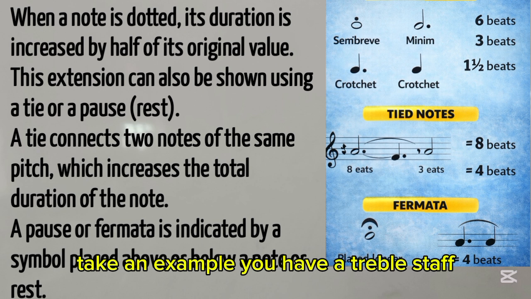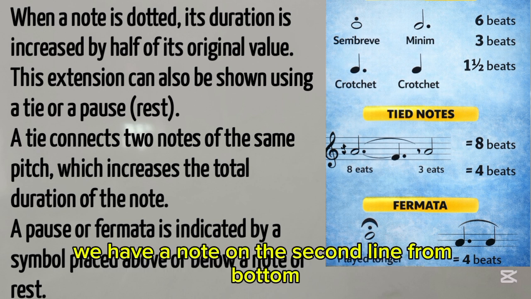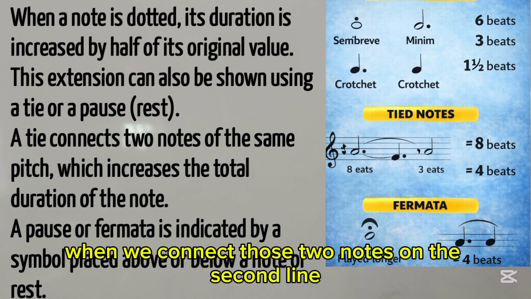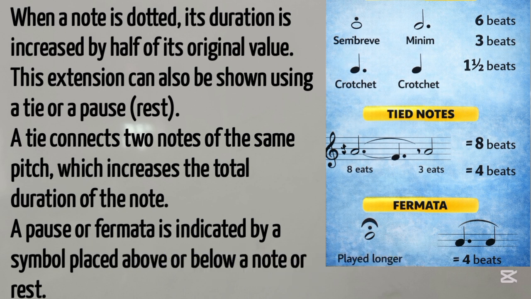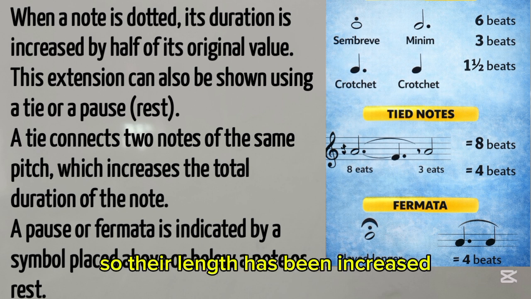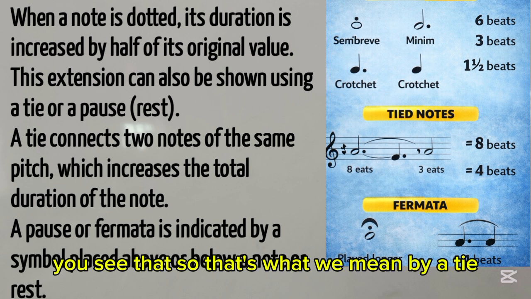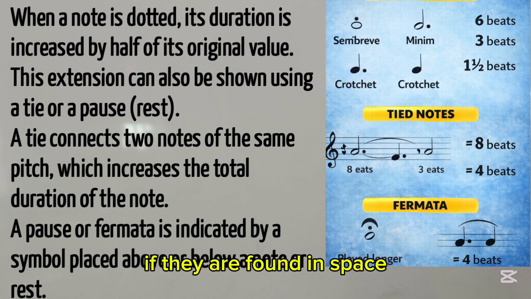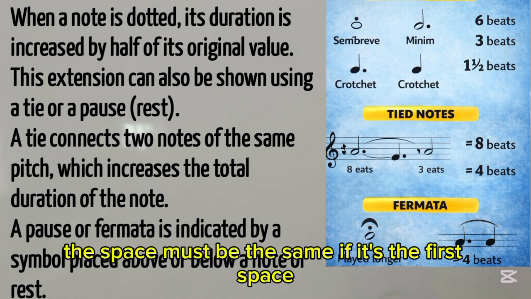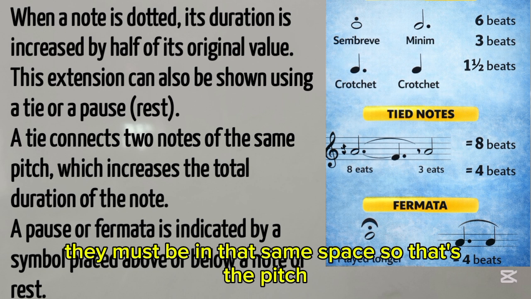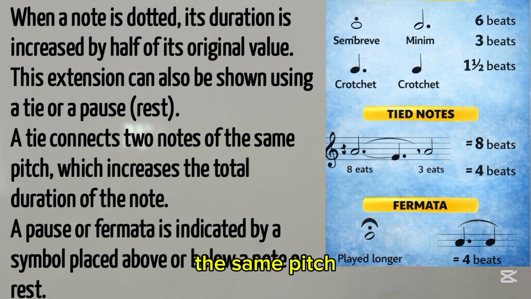Take an example. You have a treble staff. We have a note on the second line from the bottom, 2 notes on that line. So when we connect those 2 notes on the second line from the bottom, they have been tied together. So their length has been increased. You see that? So that's what we mean by a tie connecting 2 notes of the same pitch. If they are found in a space, the space must be the same. If it's the first space, they must be in that same space. So that's the same pitch.